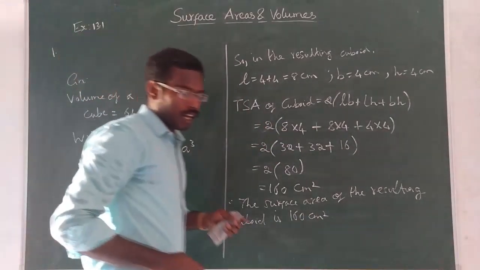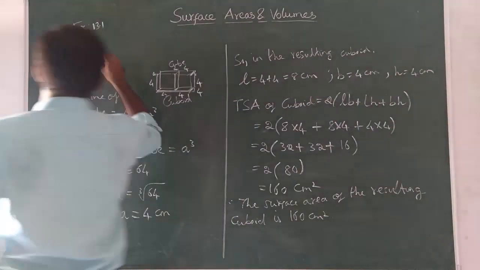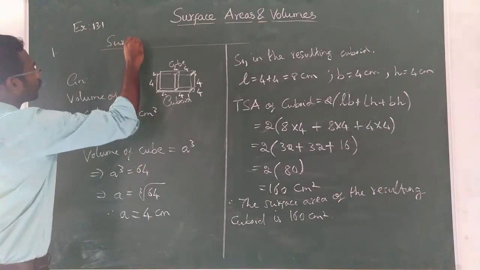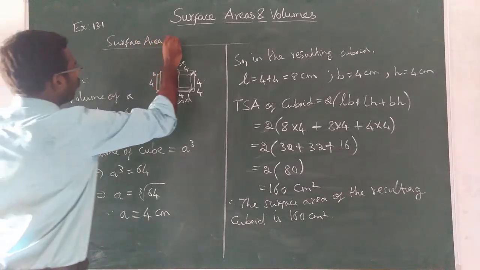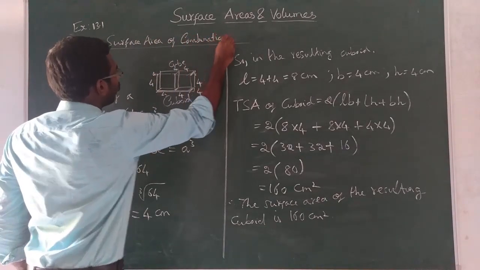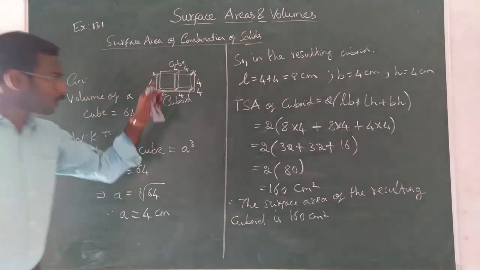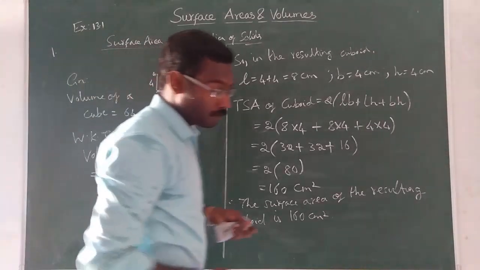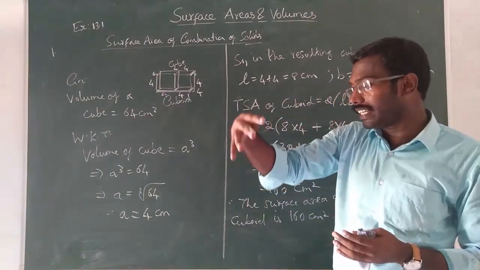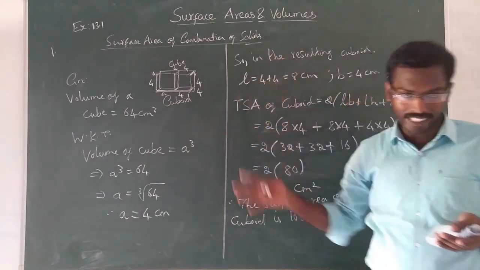Easy, isn't it? I already told you we are going to deal with the topic, I failed to mention it: surface area of combination of solids. So here two cubes are combined. In the coming sums we will combine a cube with a cylinder, a hemisphere with a cylinder, a hemisphere with a cone. So please copy it down. We will go to the next.